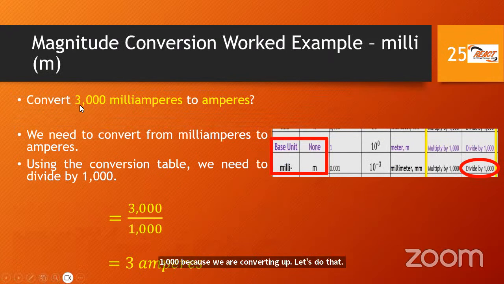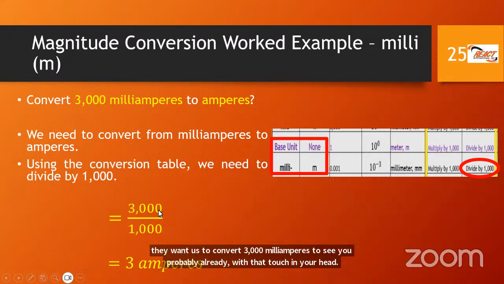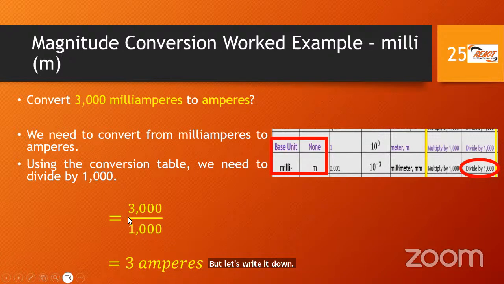So they want us to convert 3,000 milliamperes to amperes. You probably already wrote that out in your head, but let's write it down. 3,000 milliamperes. We're dividing by 1,000 because we're converting up. When we calculate that, we get 3 amperes.